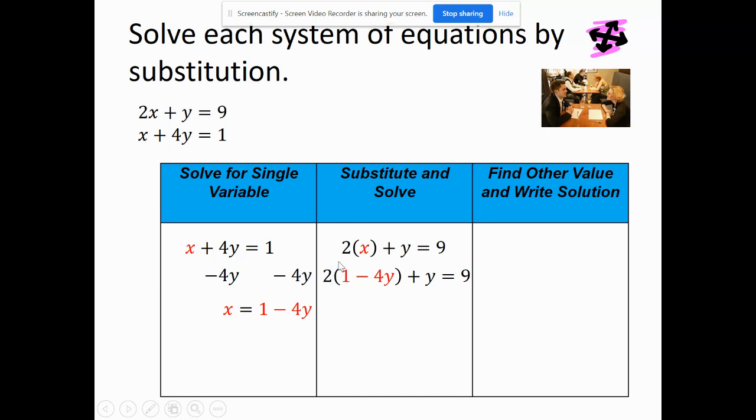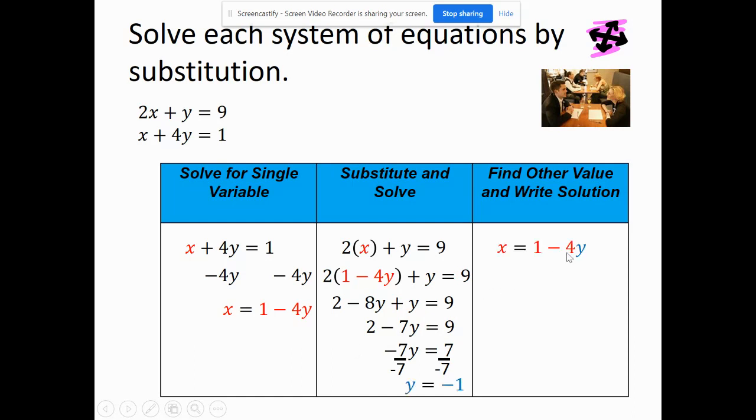Now I'm going to use the distributive property, take 2 times the 1, which is 2, and 2 times the negative 4y, which is negative 8y. Now I can add the negative 8y and y together to get a negative 7y. I'm then going to minus 2 from each side in solving the equation. I just didn't have it typed up there for space, but it's a minus 2, minus 2. If I minus 2 here, it cancels. If I take 9 and minus 2, I get 7. Now I'm going to divide everything by negative 7, and I get y is negative 1.